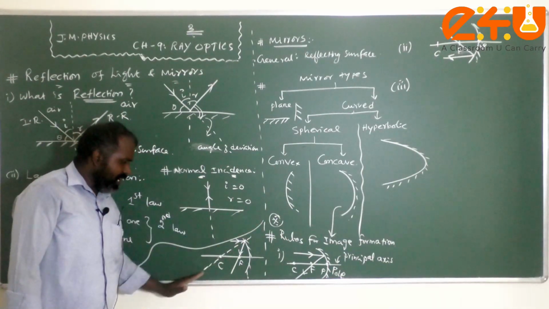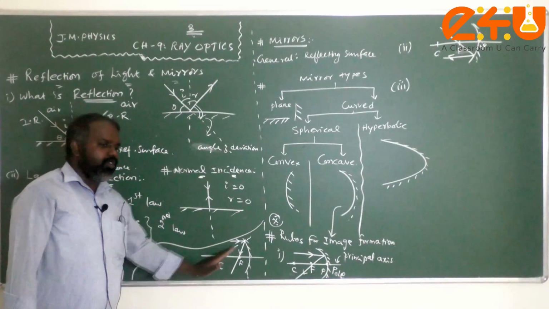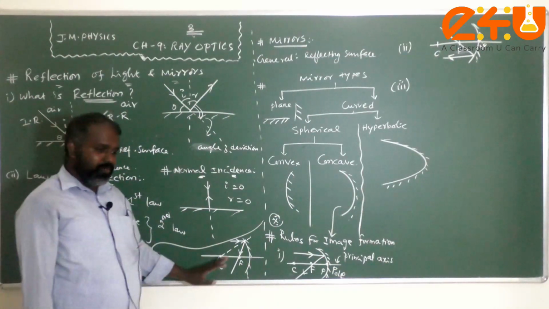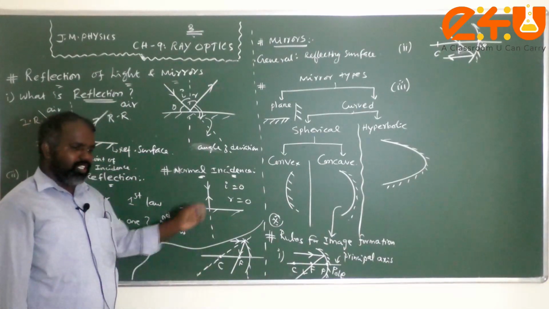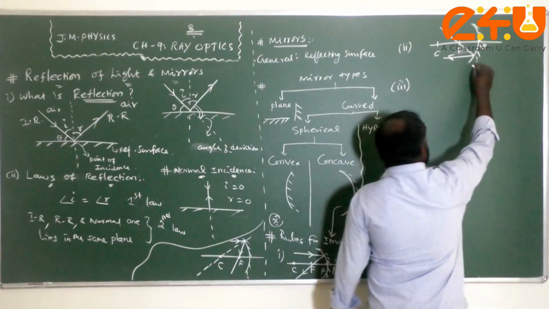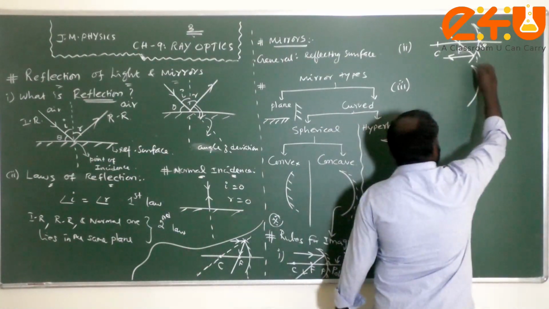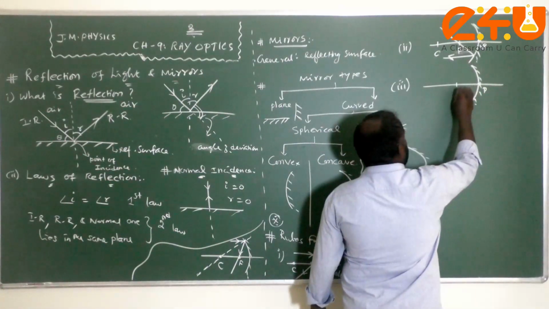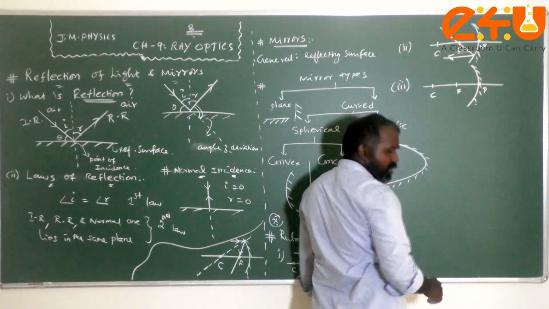Now this line will act as a what, children? As the normal line. Please keep in mind how to draw the normal in the case of a spherical surface. So now, with the third rule, just consider the concave mirror. As we said, this is P, this is F, this is C, like that.